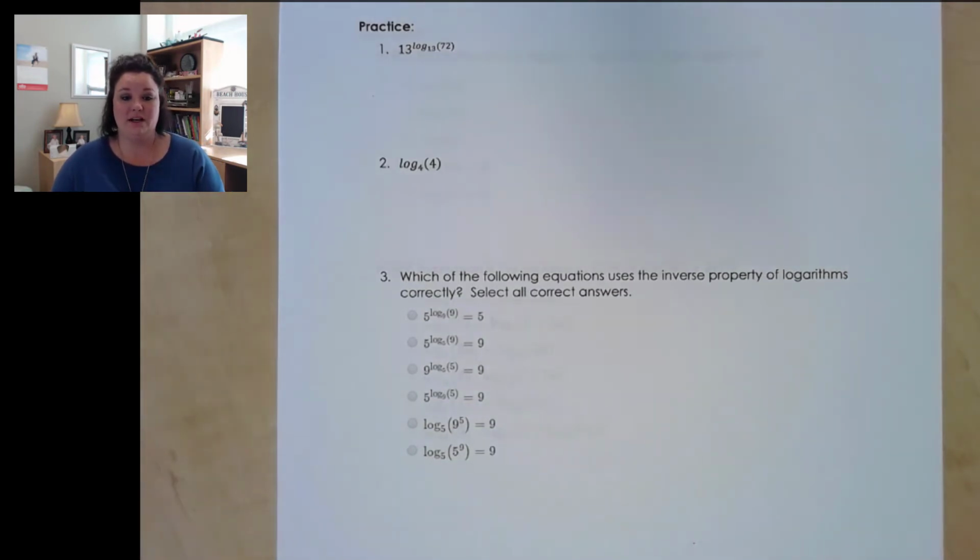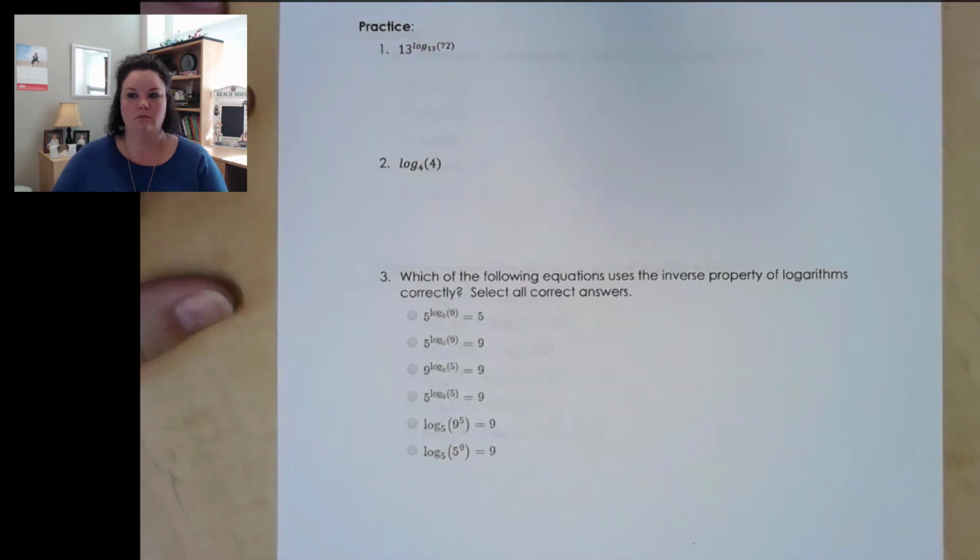And whenever you get done and are ready to check yourself, or if you get stuck and need a little bit of help, go ahead and unpause it and we'll go over them. Okay, so let's go ahead and go over them.